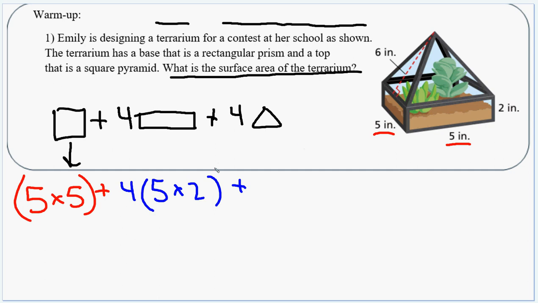Let me switch to black ink. 4 triangles on top, and each triangle is 1/2 times base. The base will also be a 5, times the height, and the height is given right here as 6.